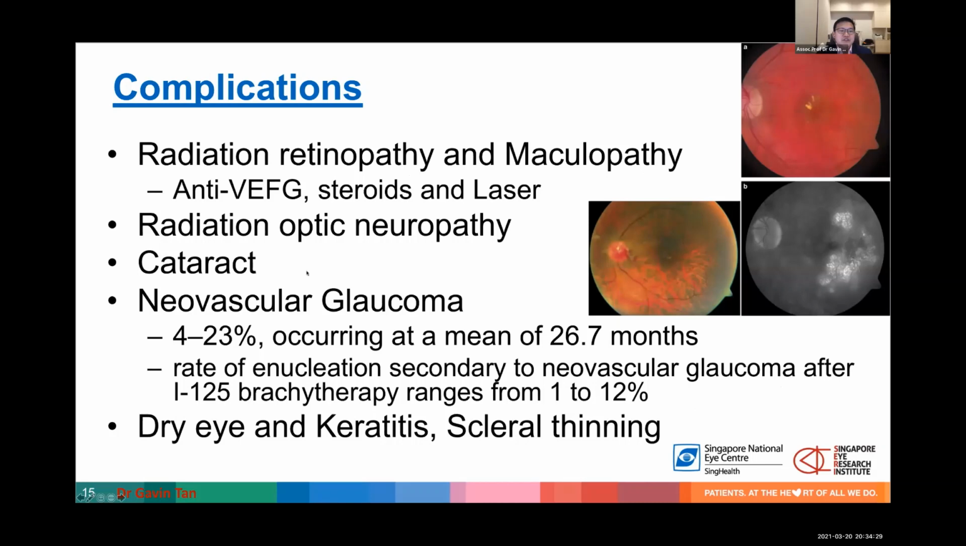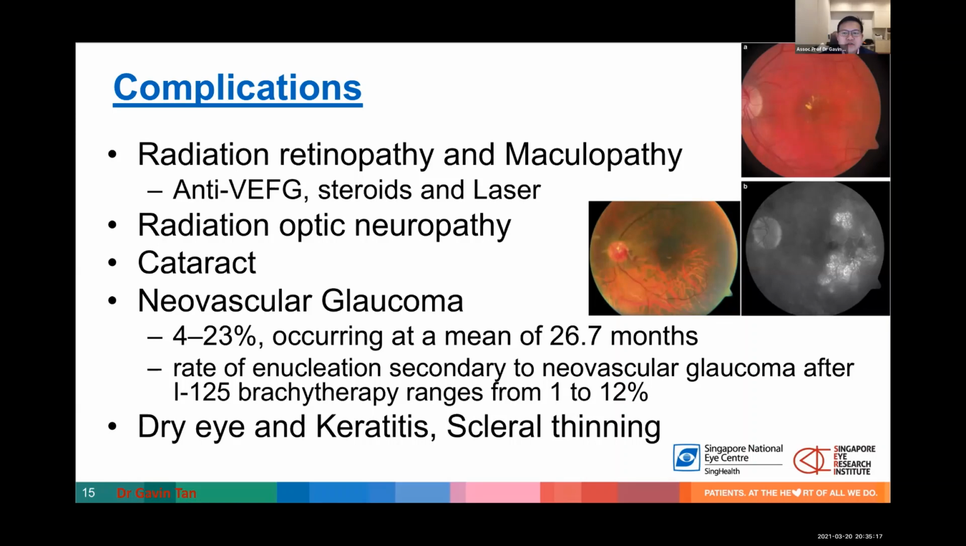I think Dr. Singh mentioned earlier, radiation retinopathy is one of the major complications, and it results in capillary fallout, ischemia, as well as maculopathy and macular edema. There are various ways to try to manage and treat these conditions, none of which are extremely effective, but they include anti-VEGF, steroids, and laser. Other complications include radiation optic neuropathy, cataract, which is easily managed, as well as neovascular glaucoma. Studies show that this occurs at a rate ranging anywhere from 4 to 20%, at a mean of about 2 years. And the rate of enucleation secondary to neovascular glaucoma after iodine brachytherapy ranges from about 1 to 12%.